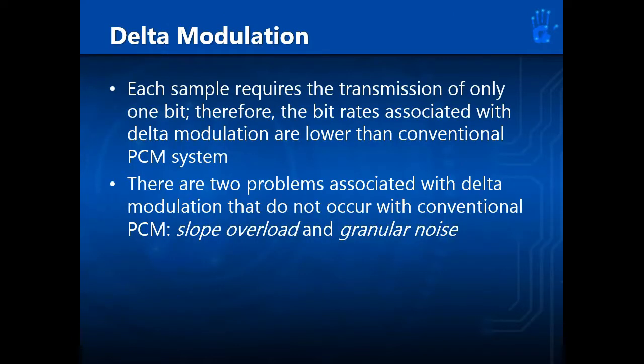Delta modulation. Each sample requires the transmission of only one bit. Therefore, the bit rates associated with delta modulation are lower than conventional PCM systems. There are two problems associated with delta modulation that do not occur with conventional PCM. First is the slope overload, and second is the granular noise.